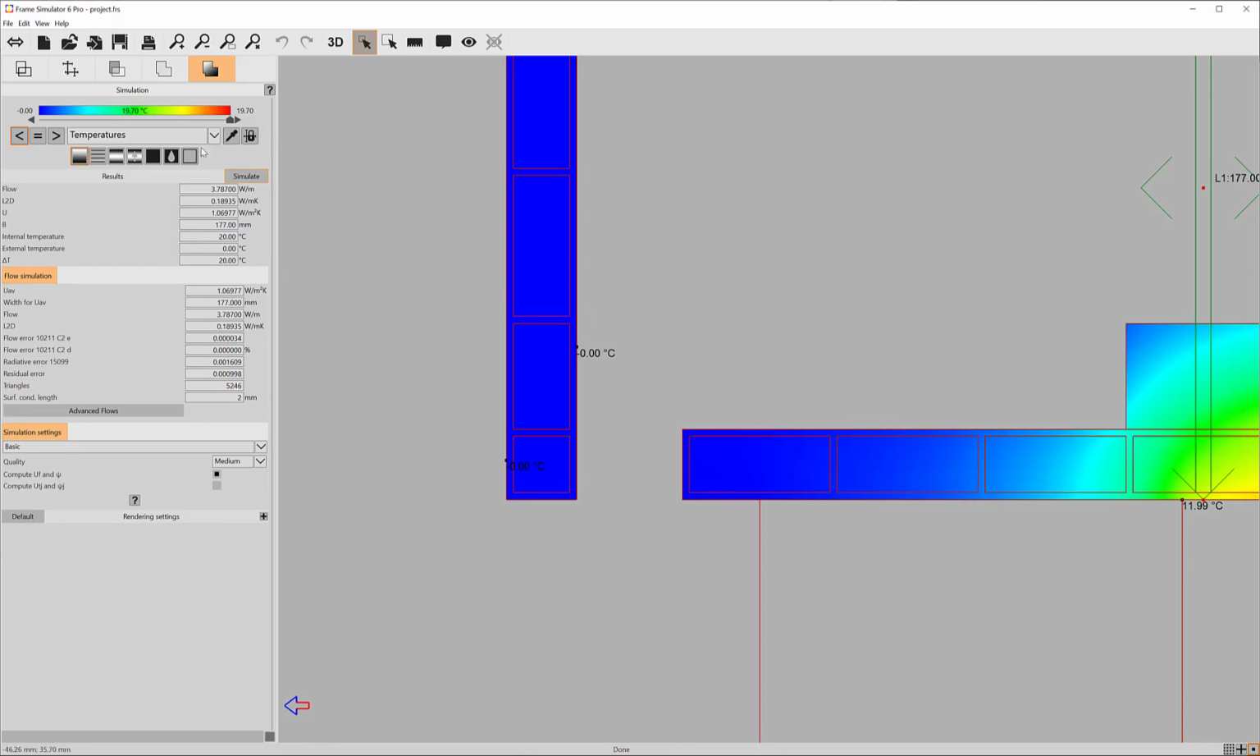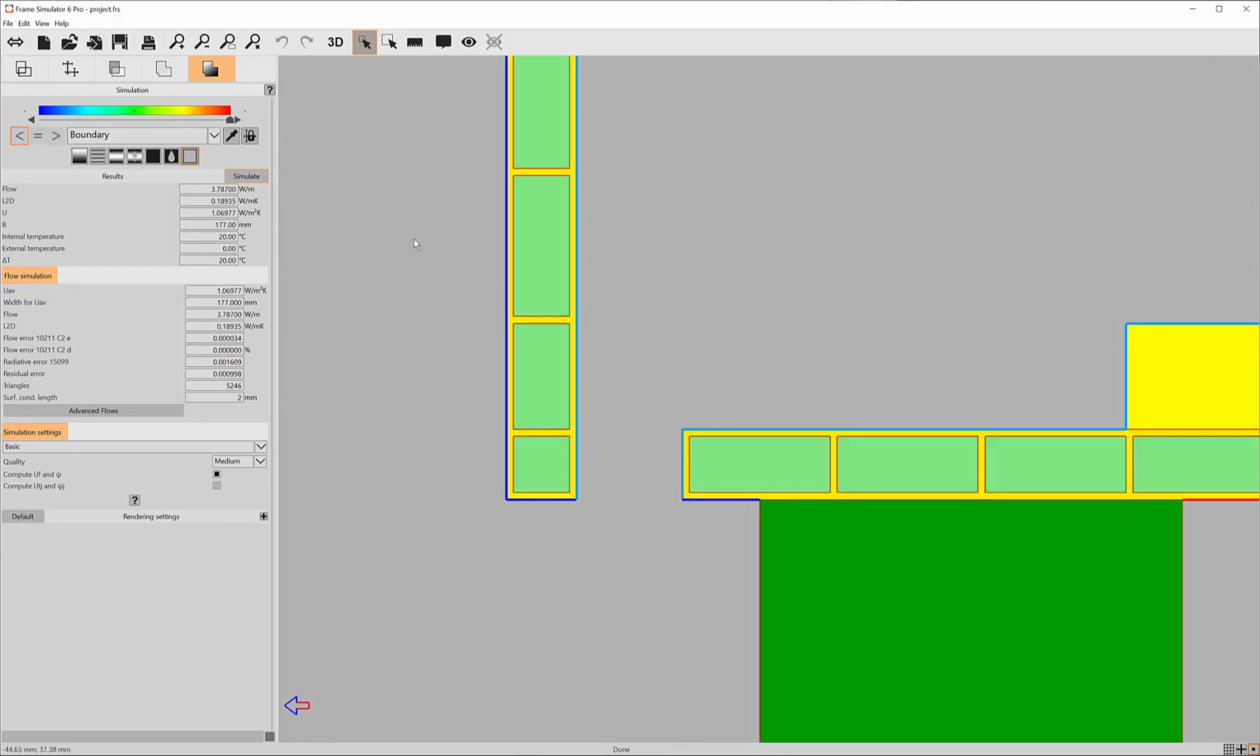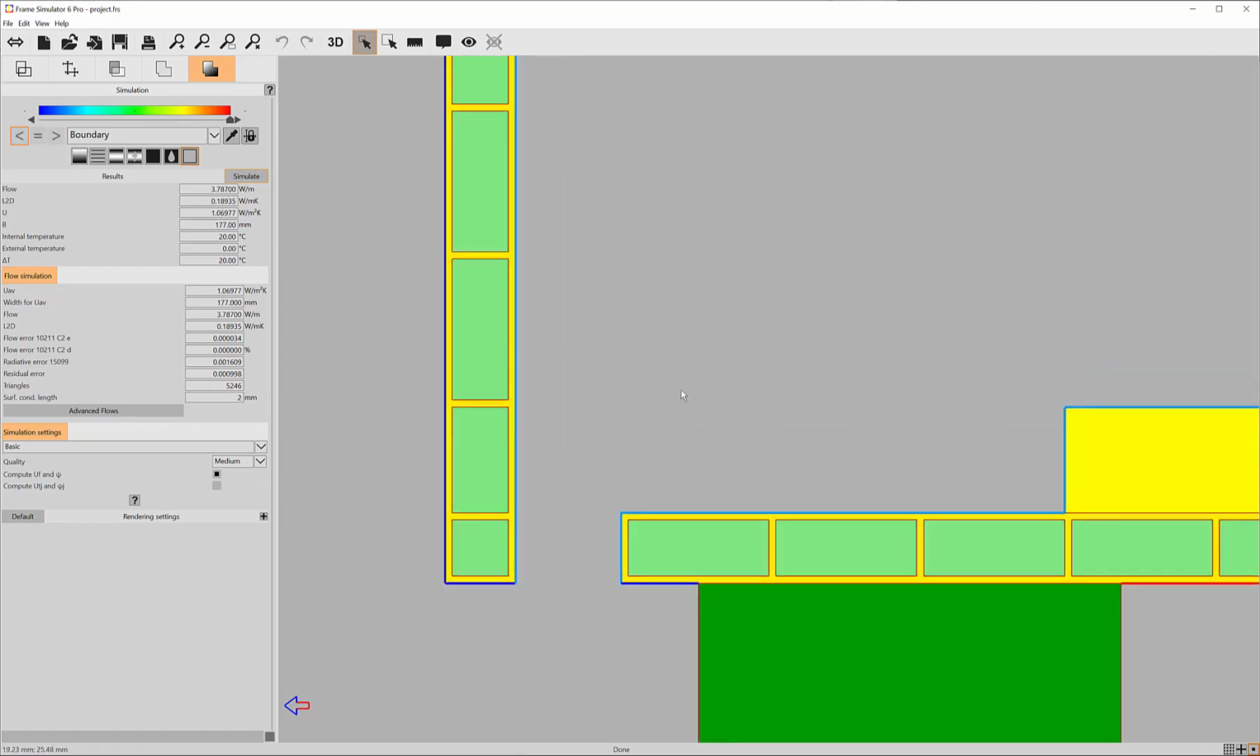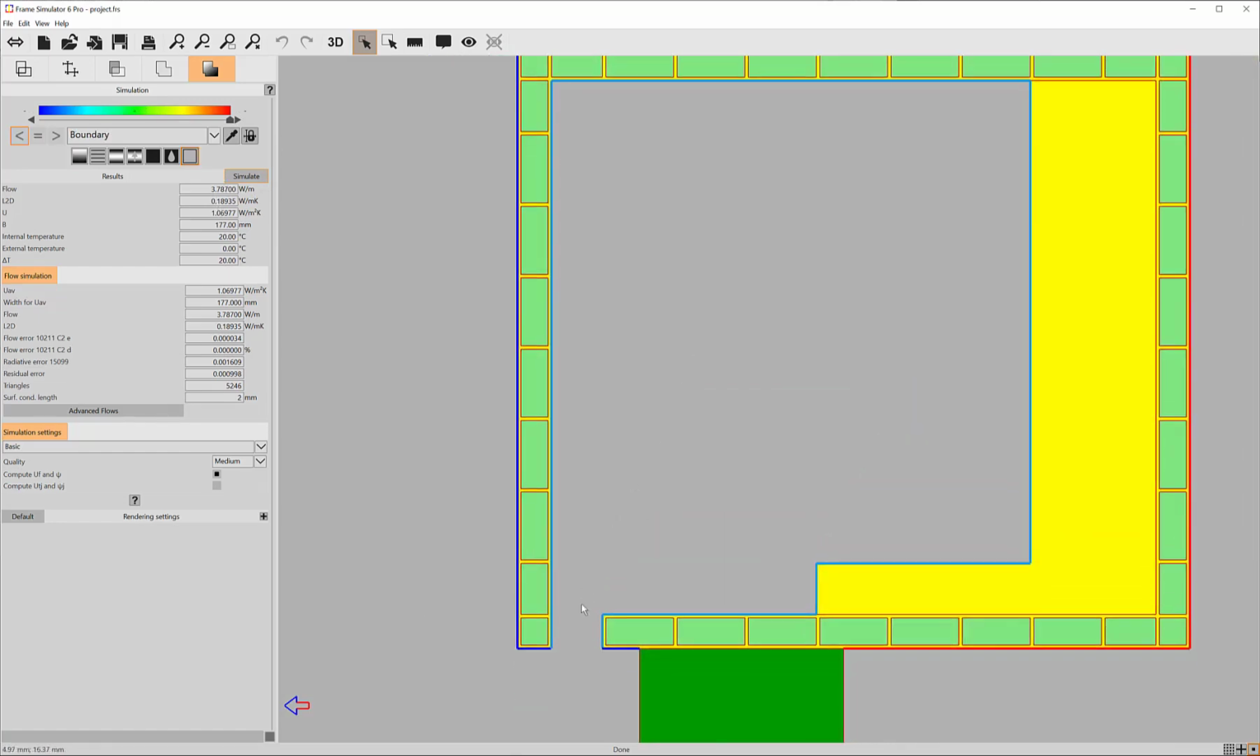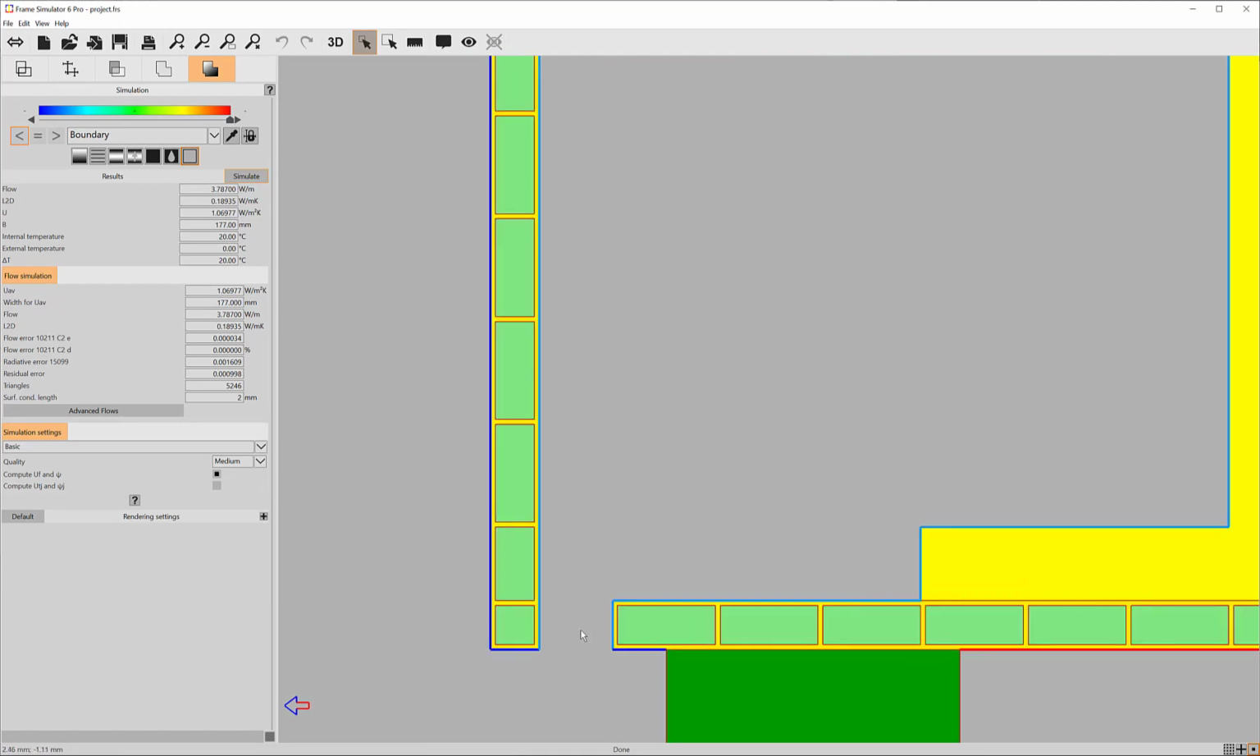U decreased from 1.34 to 1.07 watts per square meter Kelvin. Note the light blue boundary: increased resistance, auto-assigned by Frame Simulator.